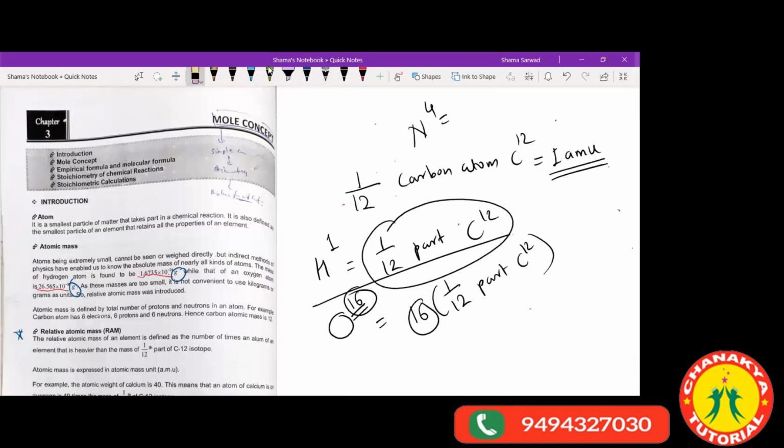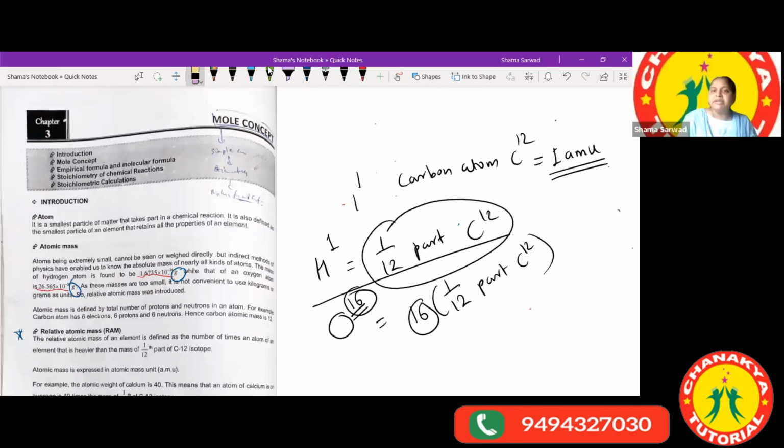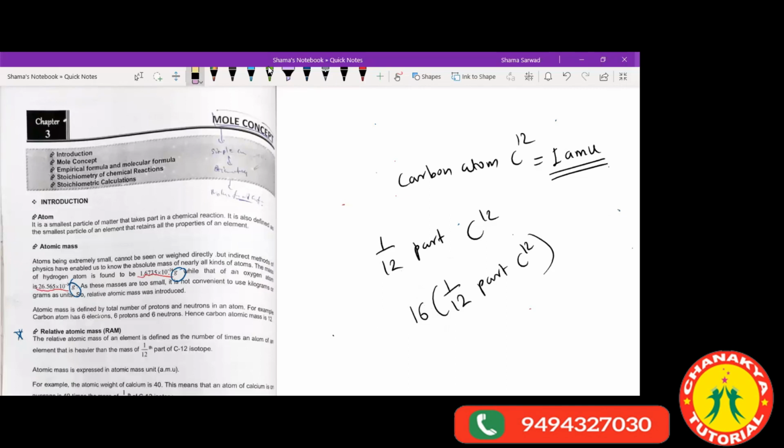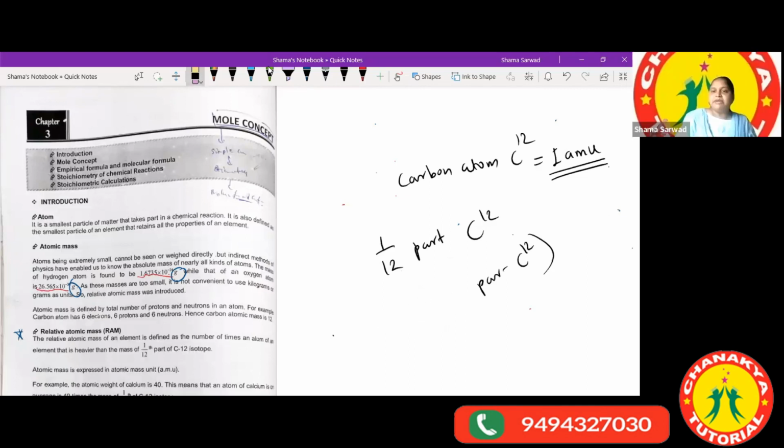Now we'll move forward in the mole concept. I hope you understand the relative atomic mass. Everybody, there are 4 questions. I think 4 messages. Let me check. Avogadro. Okay, very good. A few students have replied through the messages as they are not able to use their mic.